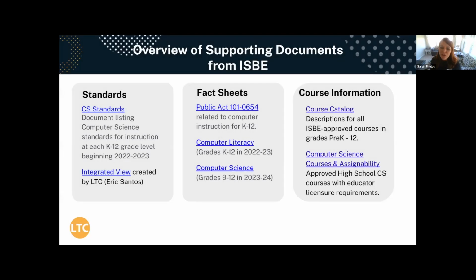Some more helpful documents that you might have seen. Again, these are going to be links that you're going to want to go to later. CS standards, that's just a link directly to the Illinois standards. So you can look at them, but we're going to actually show you a better, an easier resource to use that my amazing colleague, Eric, created. Actually, Eric has done so much work to help support this presentation today and all of the work that the LTC has been doing related to computer science.